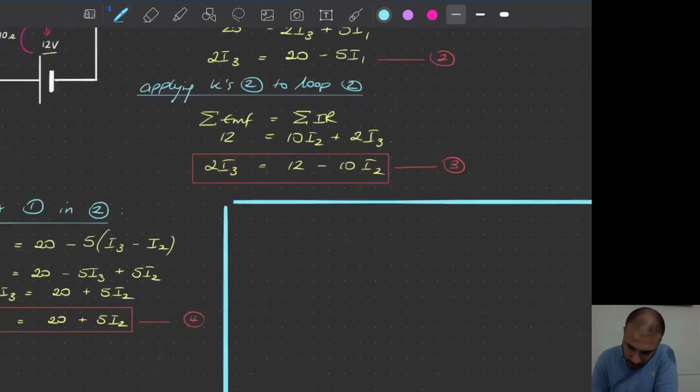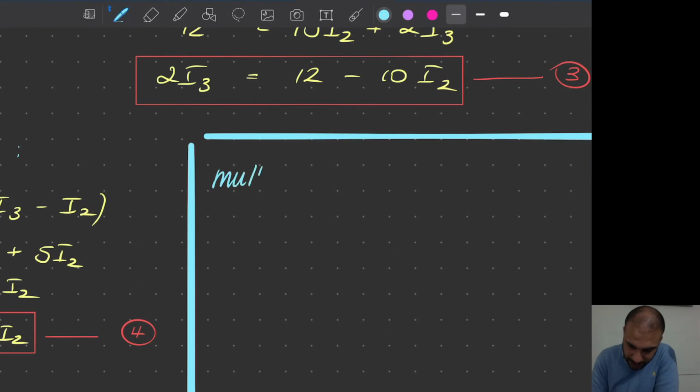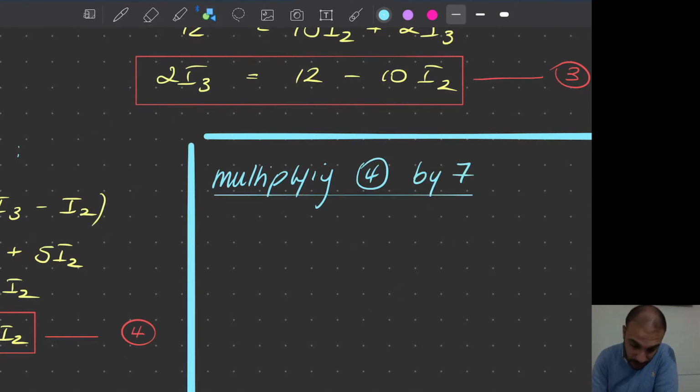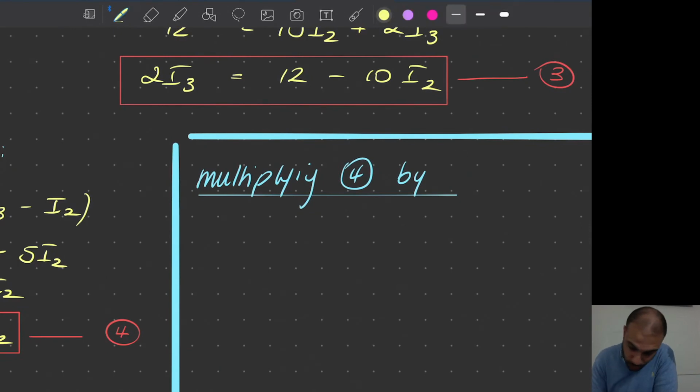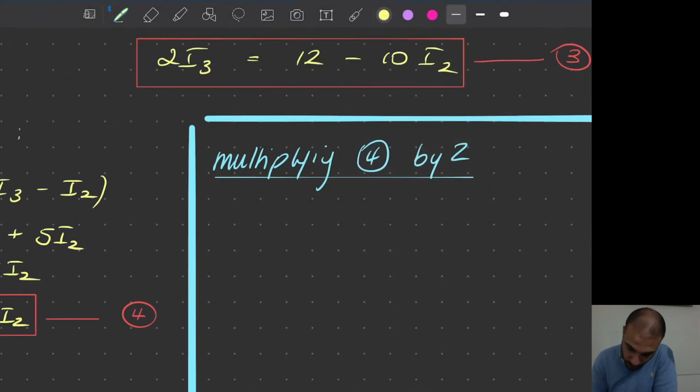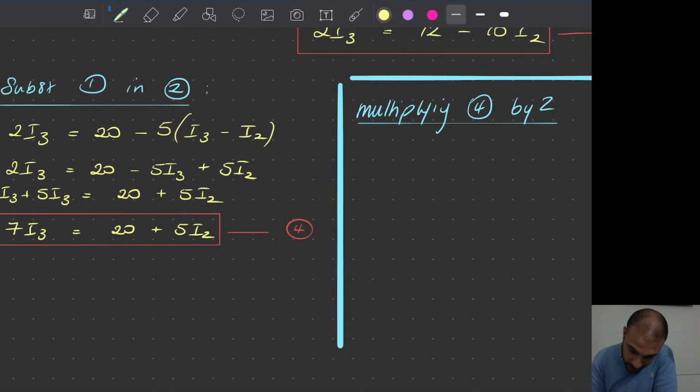So what we're doing, for the examiner, is multiplying equation 4 by 2, sorry, my mistake. We're multiplying this by 2, that gives us 14i3, 20 becomes 40, and 5 becomes 10. So we multiplied all the values we had by 2.